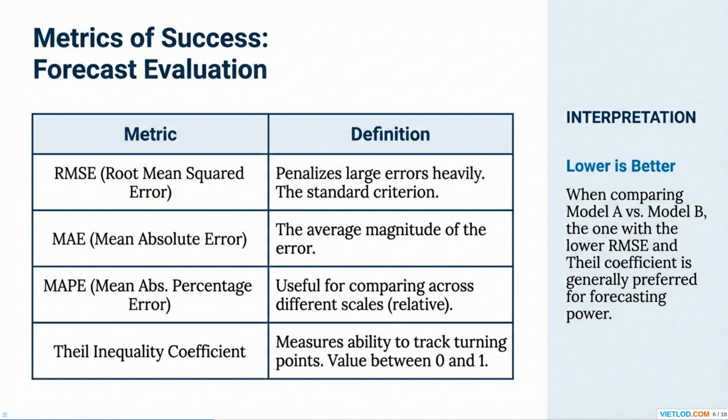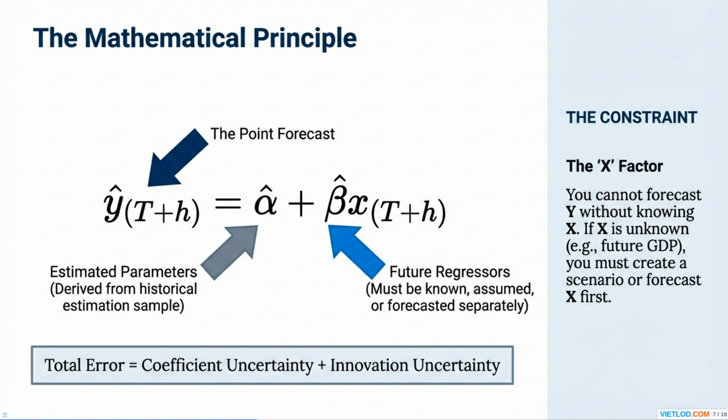Lastly, the Theil inequality coefficient, ranging from 0 to 1, measures a model's ability to track turning points, with a value of 0 indicating a perfect fit. Crucially, for all these metrics, a lower value signifies a more accurate and preferred forecast when comparing different models, such as Model A versus Model B.